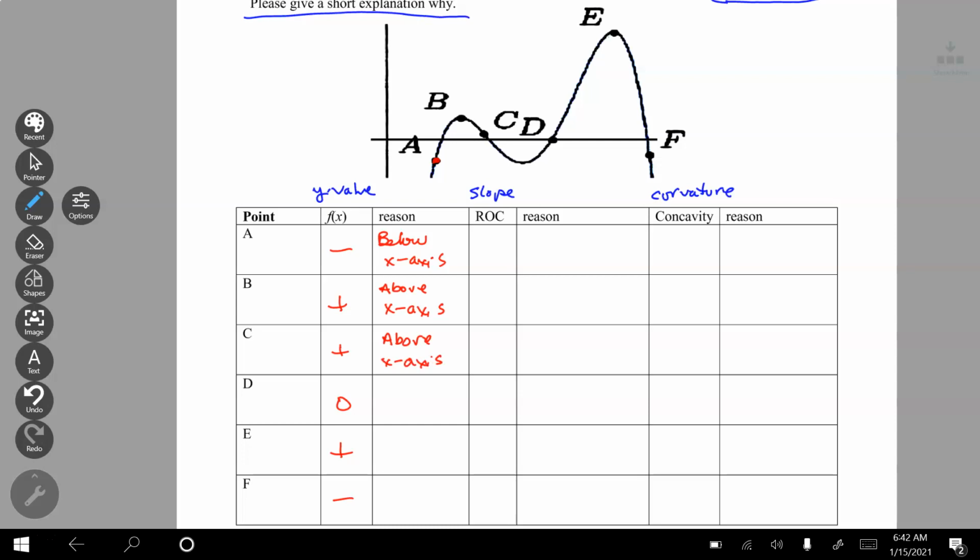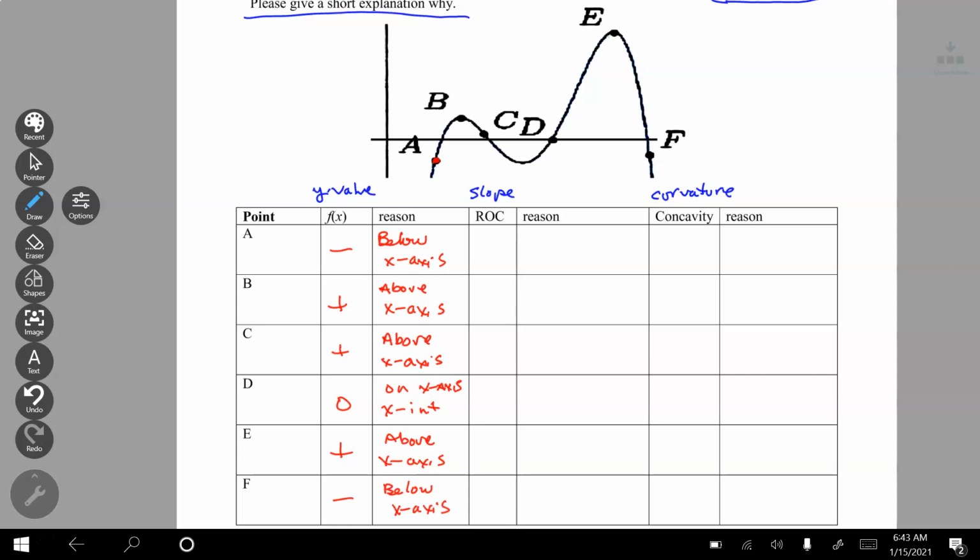This is above the x-axis. This is on the x-axis, also known as an x-intercept. This is above the x-axis. And finally, we have the f is below the x-axis.